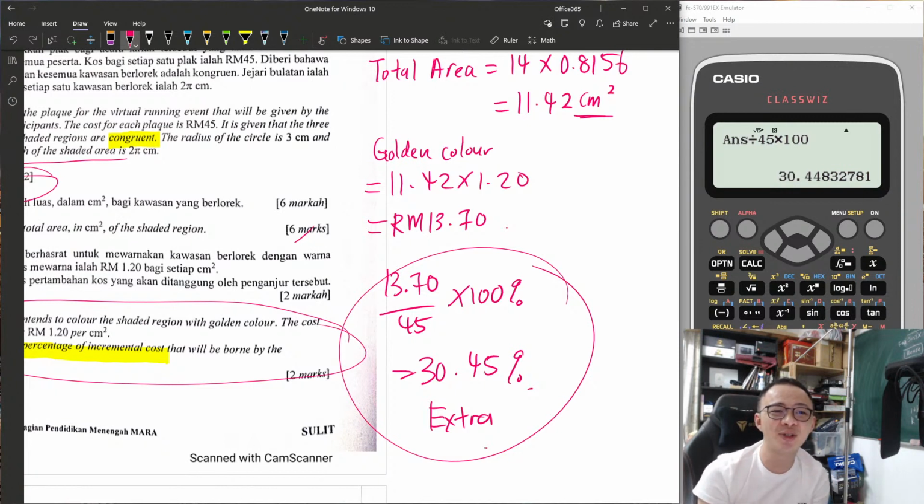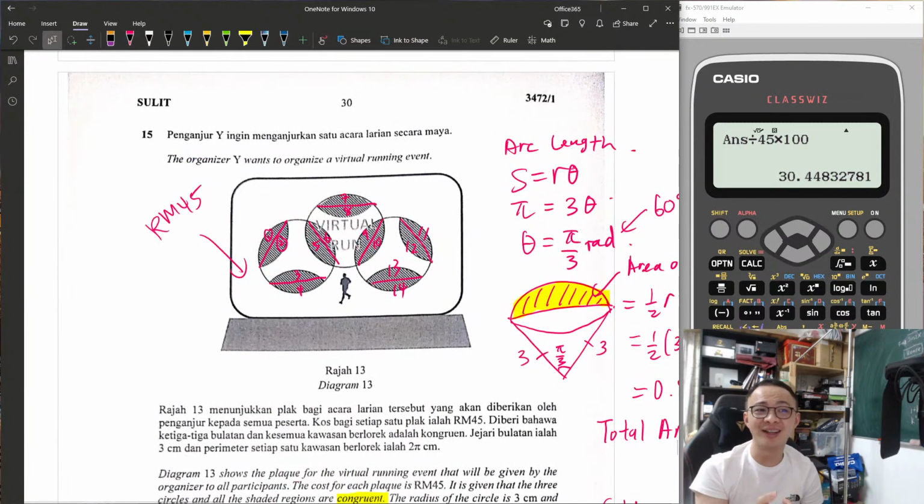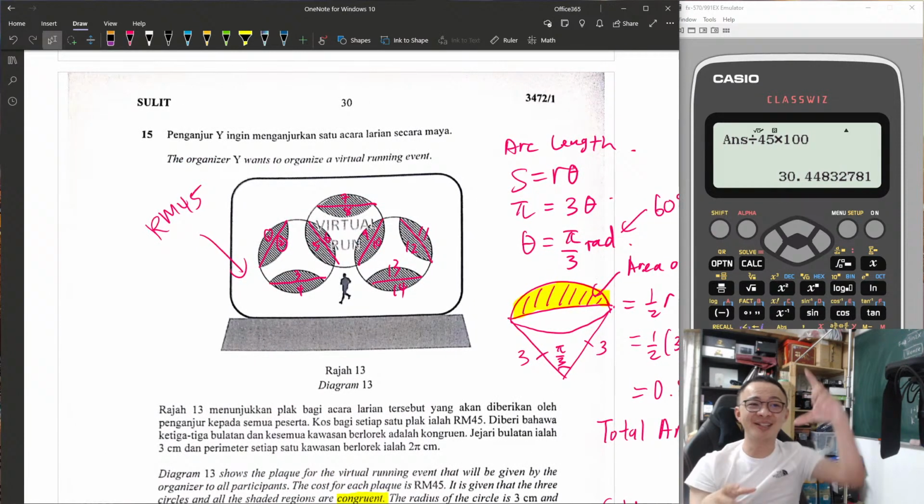But sir, how do we know both arc lengths are the same, which is pi? Because the question tells you this shape is congruent, right? If congruent, basically it means the top and bottom must be symmetrical. Okay, you might argue, is it possible they are not symmetrical? I think it's still possible. I don't know, if they want to design it like that, so that it's not the same.